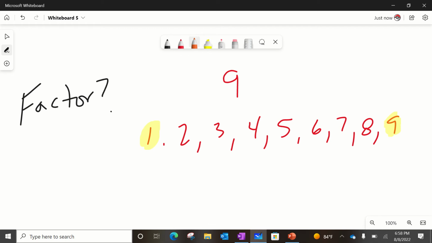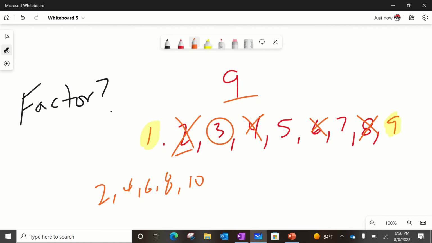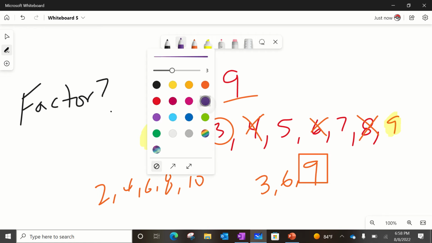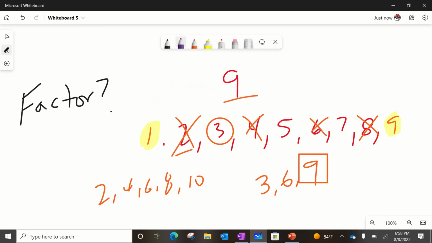Now, factors, this means counting by that number. So if we count by 2, for example, 2, 4, 6, 8, 10, it does not go into 9 evenly. Therefore, 2 will not be one of these. We can now also eliminate 4 and 6 and 8 because they are even numbers and 9 is an odd number. 3 will go into 9 evenly if we count 3, 6, and 9. It goes into 9. And for the others, they will not go in evenly. 5 would be 5, 10, 15, 20, does not go in. And 7 would be 7, 14, 21, will not go in. Therefore, factors of 9 include 1, 3, and 9.